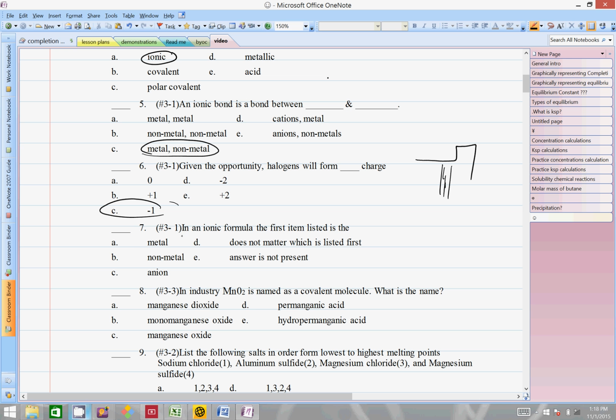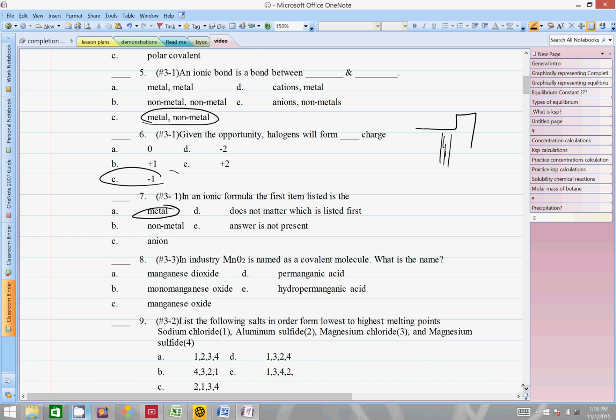-1. Ionic formula, the first item listed is a metal. Magnesium dioxide. Alright, so this is named as a covalent, so we're using our prefixes. That's letter A, magnesium dioxide.